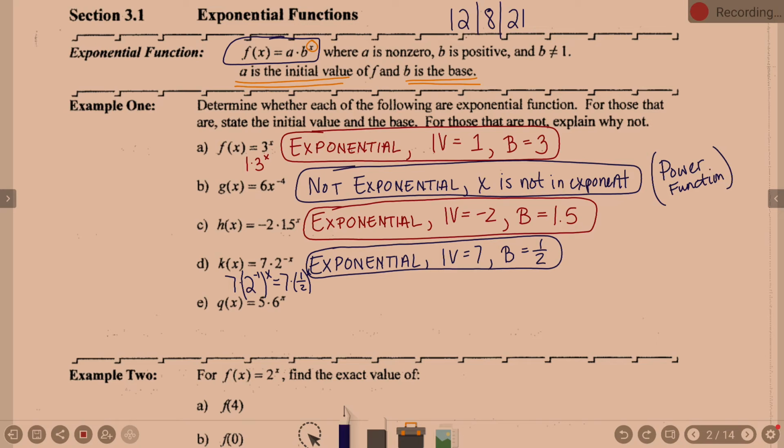Okay, one more in this section. E. Q of x equals 5 times 6 to the pi. That is a pi there in case you weren't sure. I've just verified that for you. Thoughts on whether or not it's exponential?